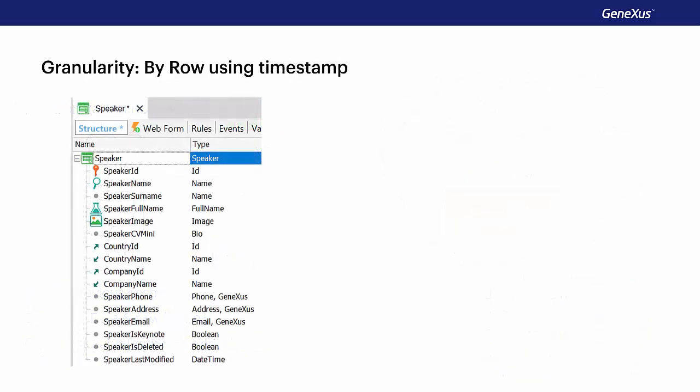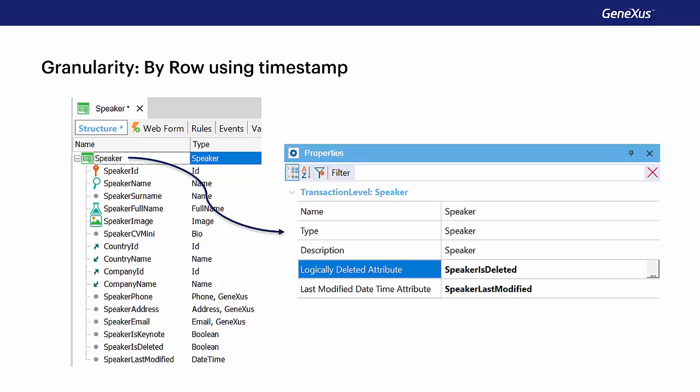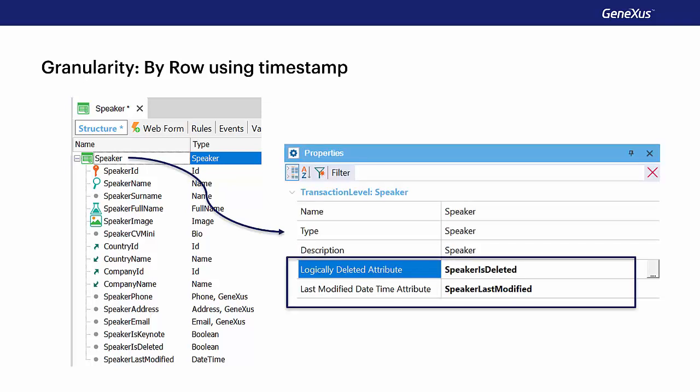Let's see the by row mechanism using timestamp. This mechanism uses a different approach. The synchronization is still done by record, but no hashes will be used to determine if it's an update or not. Instead, we'll use the update date and the logical deletion mark. For this reason, to use this mechanism, we must indicate for each level of a transaction what attribute will contain the logical deletion, and what attribute will contain the date and time of the last modification.